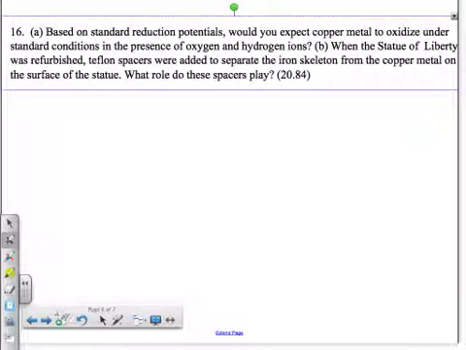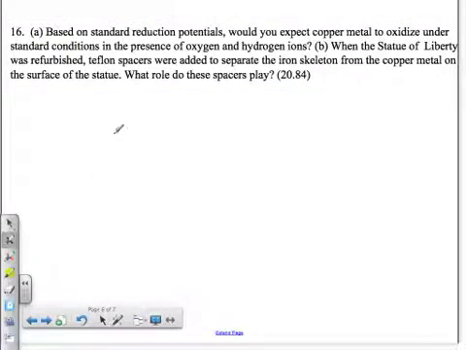All right, one more problem and we're done with this wrap-up video. Based on standard reduction potentials, would you expect copper metal to oxidize under standard conditions in the presence of oxygen and hydrogen ions?